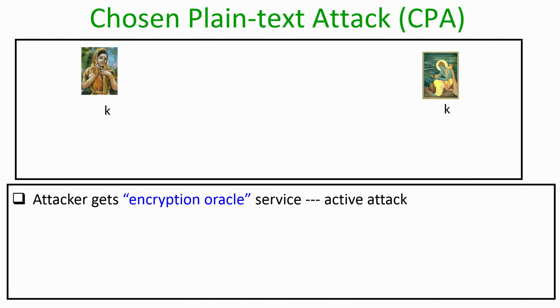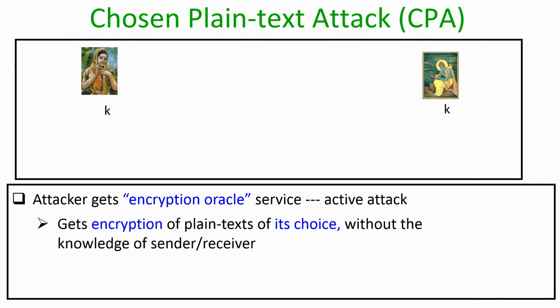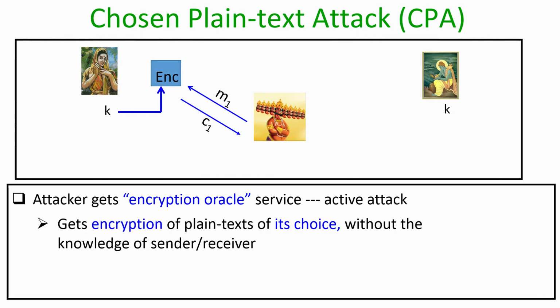We have a common key K agreed upon between the sender and the receiver by some magical mechanism, and now we assume here that the adversary gets an encryption oracle service to the encryption box. What I mean by that is the adversary can force or influence one of these two parties, say for example the sender, to encrypt any message of the adversary's choice under the key K, and importantly, the sender who is actually providing the encryption oracle service won't be aware that actually it is encrypting messages of the adversary's choice and providing those ciphertexts to the adversary.